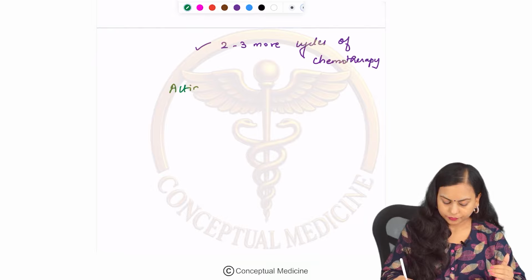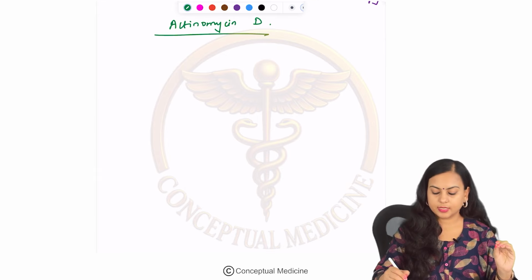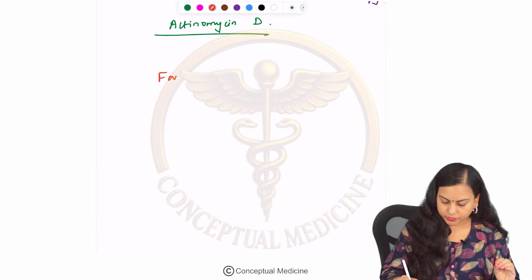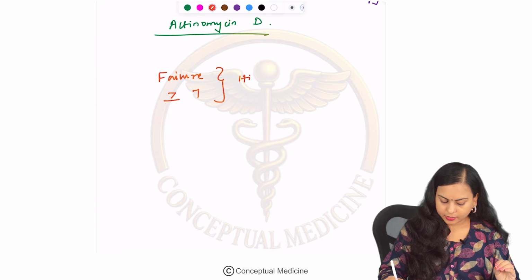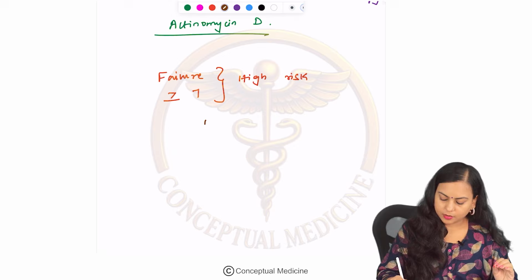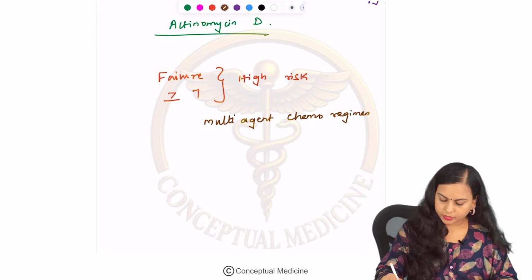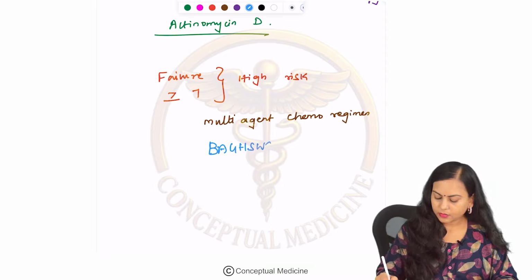you can go for actinomycin D. Suppose there is failure in this single agent regime, or the score is more than or equal to 7, then they are said to be at high risk, and these people are treated with a multi-agent regime. Okay, multi-agent chemo regimen. That regimen is also called the EMA-CO regime.